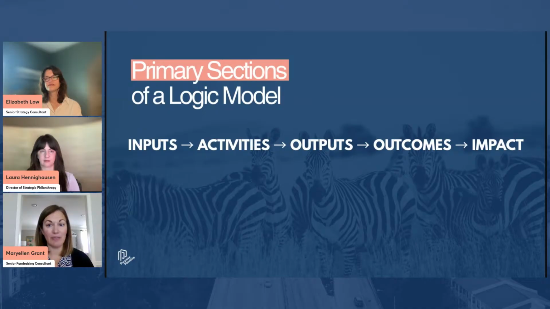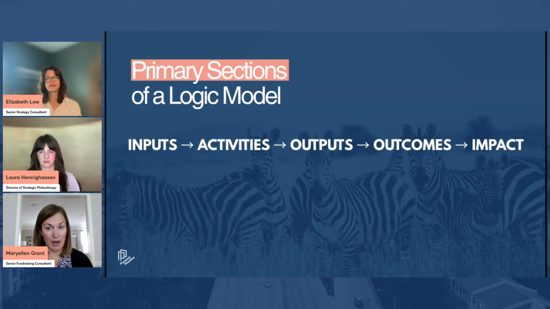So again, the 5 categories that we've identified as the primary categories are inputs, activities, outputs, outcomes, and impact. We've really found that these 5 sections meet the key goal of a logic model, and that's to tell the fullest story of a program from start to finish. Some people, as Elizabeth mentioned, like to think of this as a series of if-then statements. If we use these inputs, then we can do these activities. If our organization does these activities, then we will have these outputs, et cetera, et cetera.